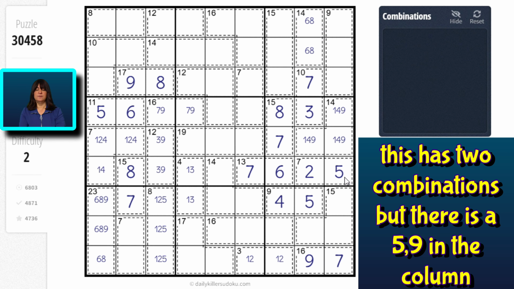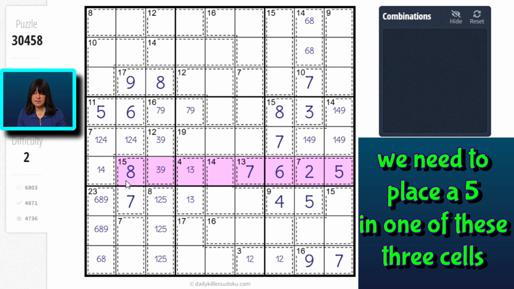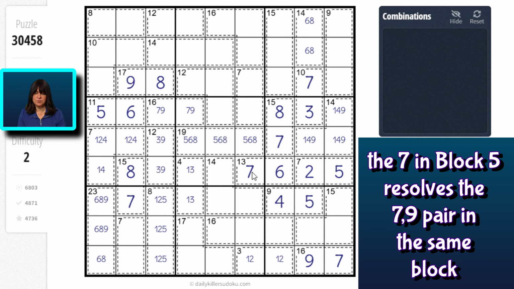Okay, let's look around. There's a 5 in this row and a 5 in this row. So this row needs a 5, and it has to be in one of these three cells. And if you look at all the possible combinations, look at that. Only one possible combination has a 5. So these three cells have to be the 5, 6, and 8. Oh, and I just realized that we have a 7 here in the block.